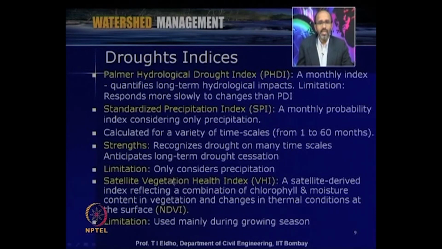And then some other indices like the satellite vegetation health index, so-called VHI, or NDVI sometimes. This is a satellite-derived index reflecting a combination of chlorophyll and moisture content in vegetation and changes in thermal conditions at the surface. Sometimes we use this VHI, vegetation health index, or we use the normalized difference vegetation index, NDVI. One of the limitations of this VHI is that generally it is used mainly during the growing season.